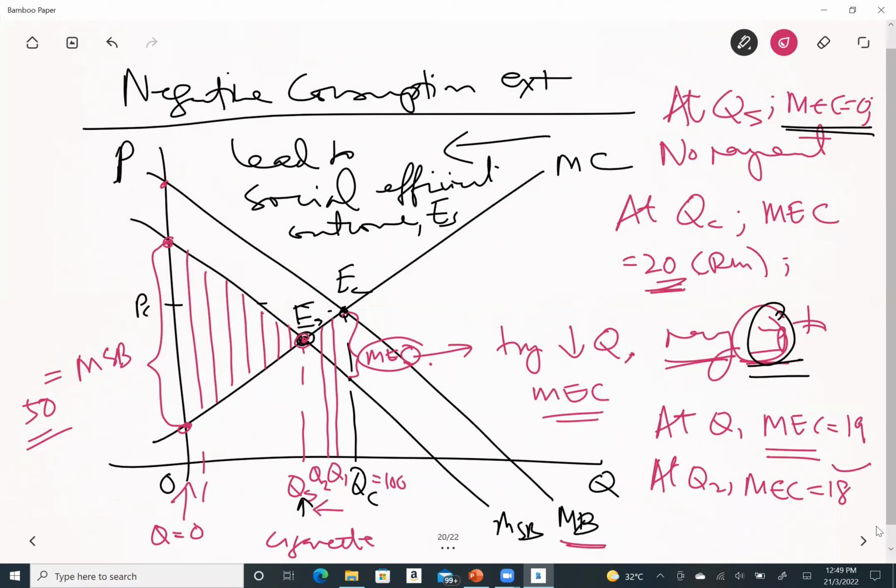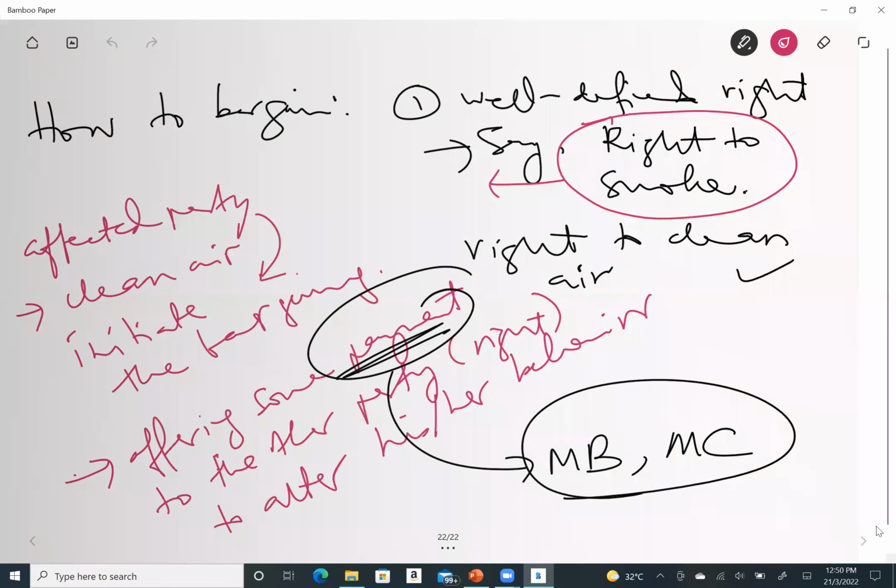They will bargain among themselves. They will compare the marginal benefit and marginal cost. Do you accept the payment? I will. Up to where? Up to ES. So that will lead to the socially efficient outcome. All right, so that is the Coase theorem. Now, I have a few more minutes. Now, the Coase theorem in real life.